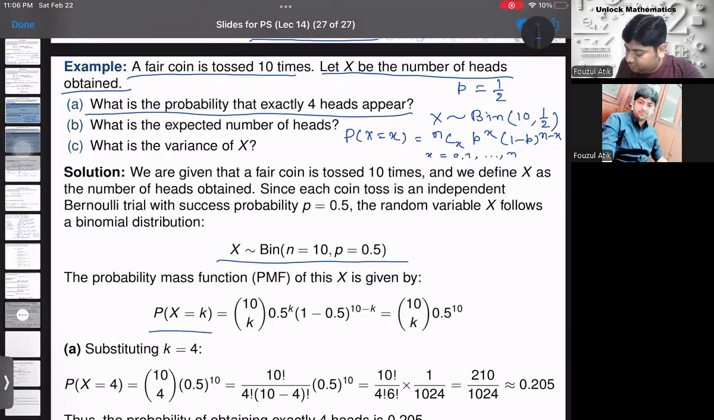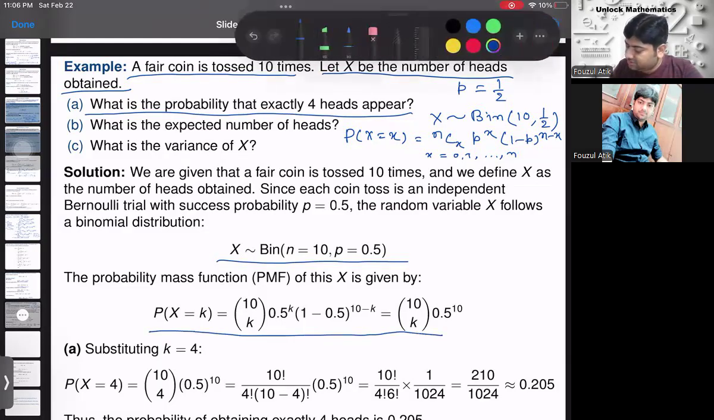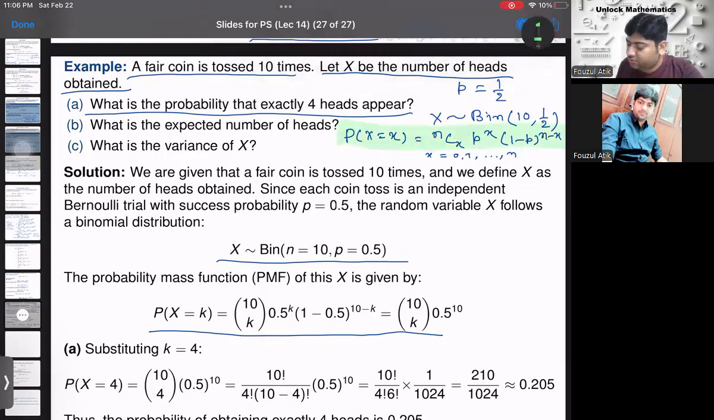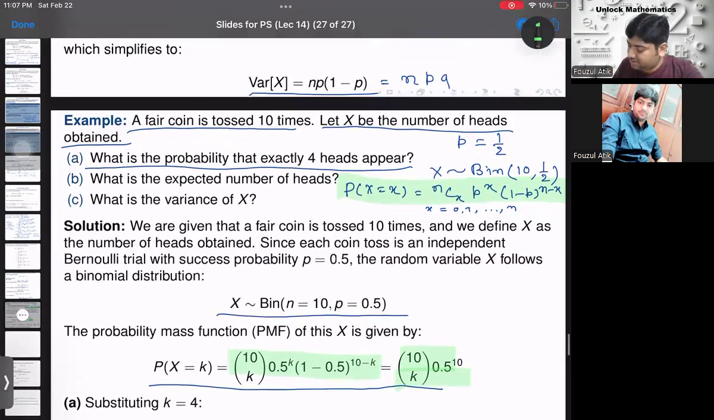Therefore, if we put it in the formula, P of X equal to k is nCk p to the power k, (1 minus p) to the power n minus k. In this expression, we are putting n equal to 10 and small p equal to 1 by 2. So we get 10Ck into 0.5 to the power k, into (1 minus 0.5) to the power n minus k. So this gives you 10Ck into 0.5 to the power 10.